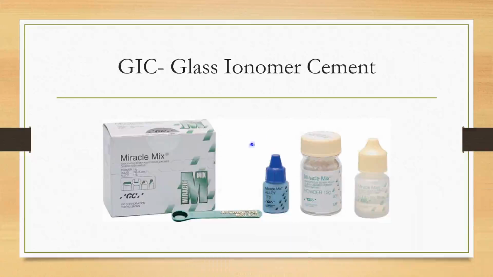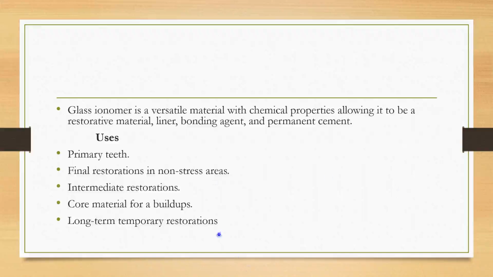So you have to give them instructions, almost the same as I've said. And another material is GIC, glass ionomer cement. Glass ionomer cement comes in powder and liquid. It's used as a restorative material, as a liner, as a bonding agent, or as a permanent cement.